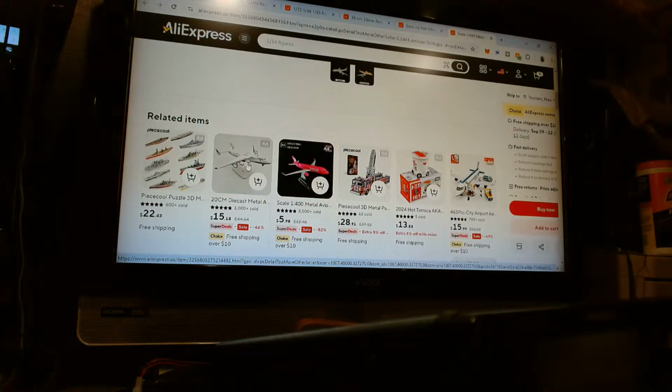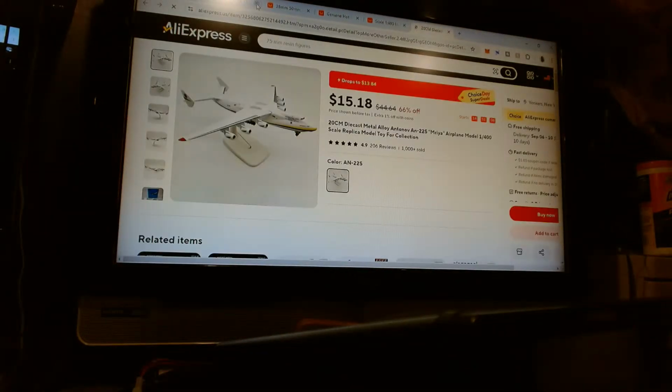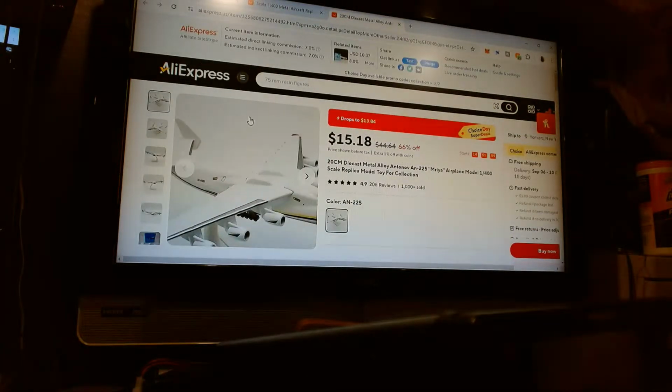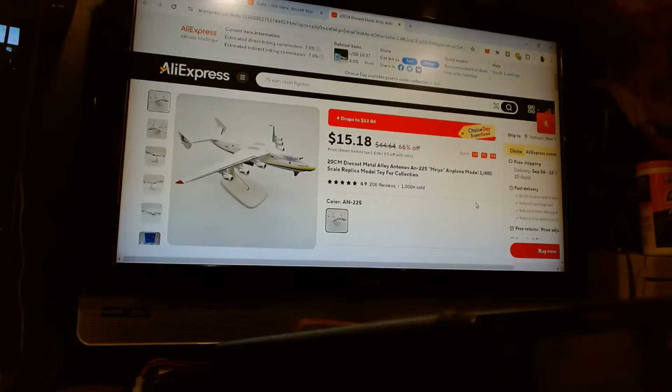And of course, I recently bought this one. Let me close some of these windows over here because I don't want too many open. I have it in a box, and I am going to do an unboxing on it. This is a 20 centimeter, 1/400 scale Antonov AN-225 Mriya. Mriya, I guess that's how you pronounce it.